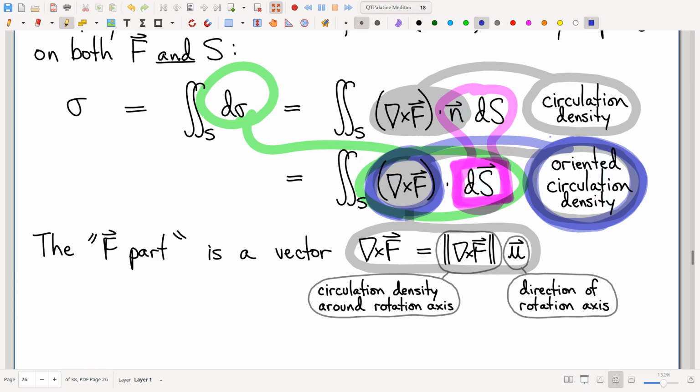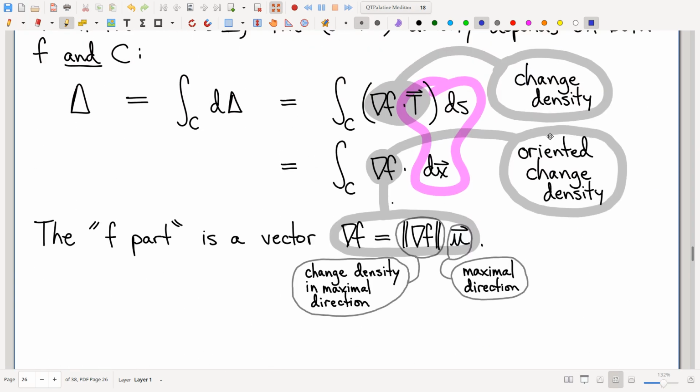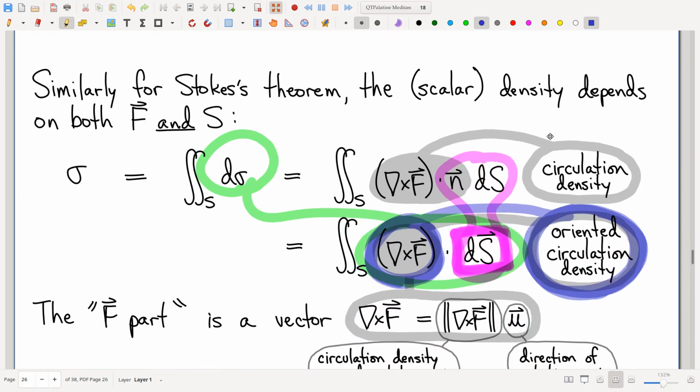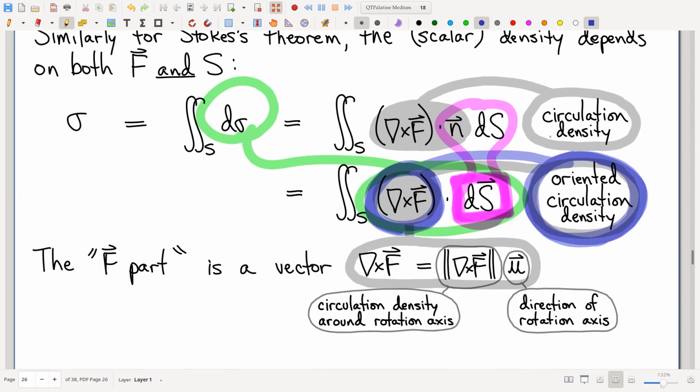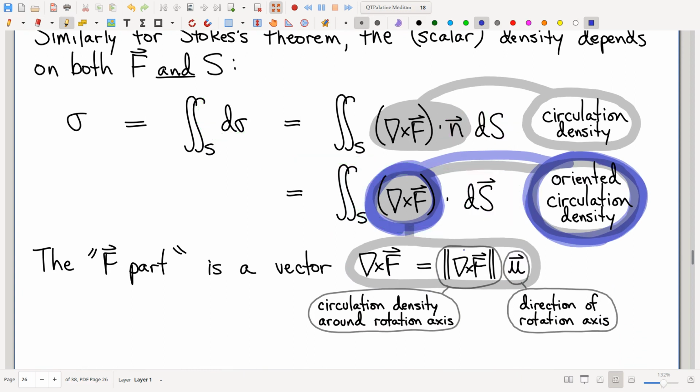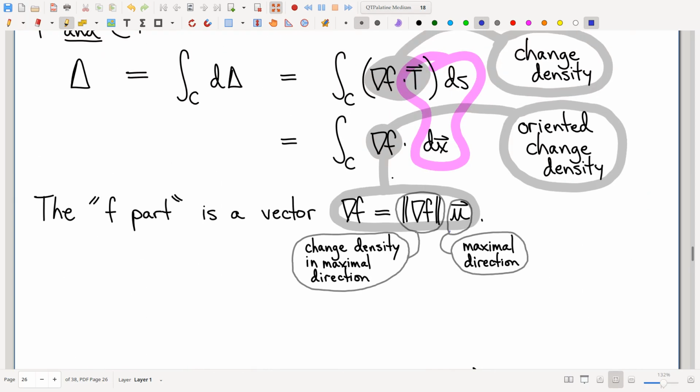And I know it's a mouthful, right? It's a lot, right? But the ideas all fit together. This is totally analogous to what we did back here, right? Just in a different context. So I think this is a really valuable point of view, thinking of curl as being oriented circulation density. And by the way, you get the analogous convenient interpretations. So the magnitude tells you how much the fluid is rotating, in the same sense that the magnitude of the gradient tells you how fast the function is changing.